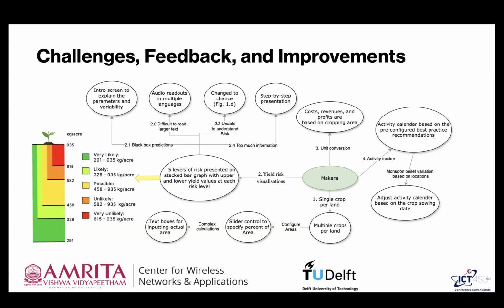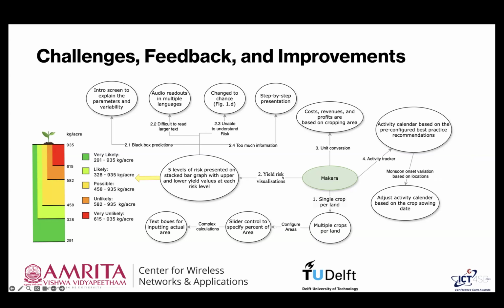And you can see that this chart can be read as the various challenges we faced and the solutions we have implemented. So first we had single crop per land. Then we quickly realized during our interactions that farmers have many crops within the given land. So then we implemented how to allocate the different areas. We had implemented a slider control, which was very complex for them. Then we provided simple text boxes.